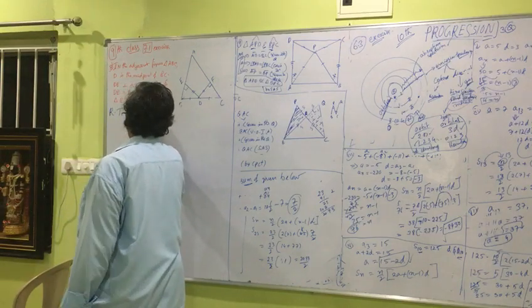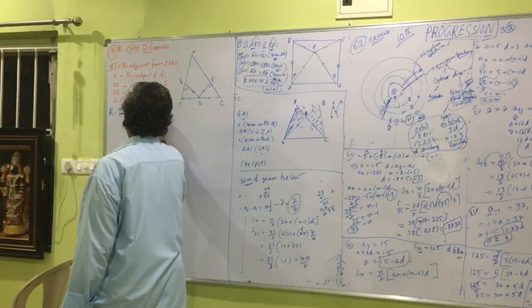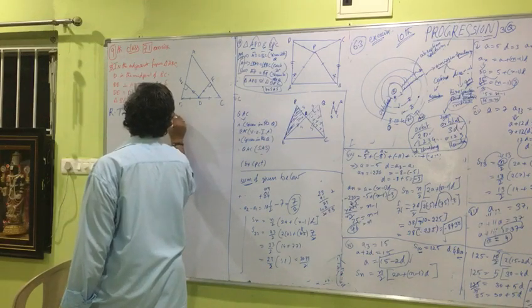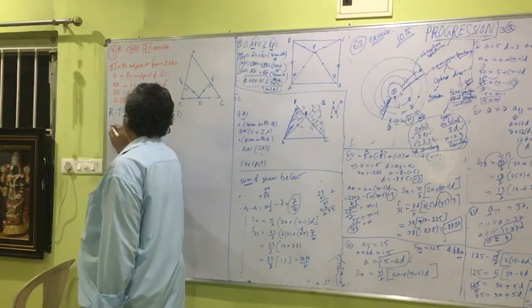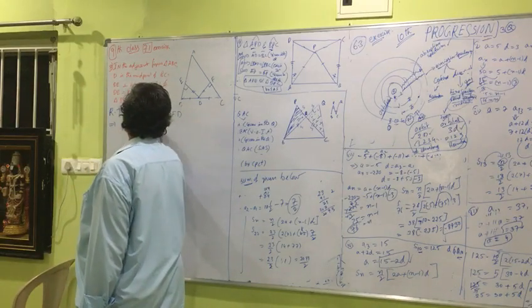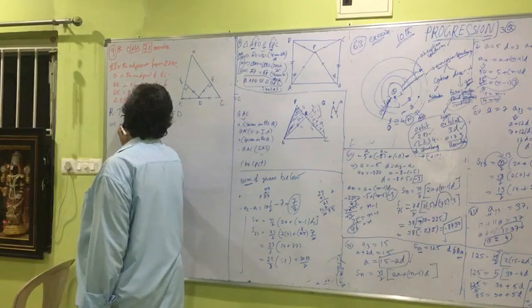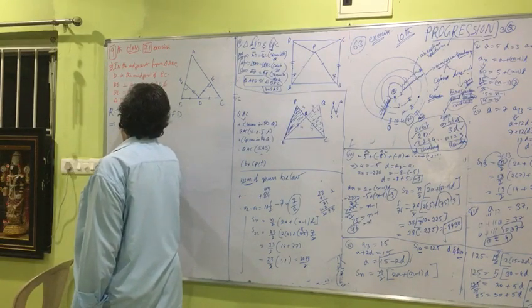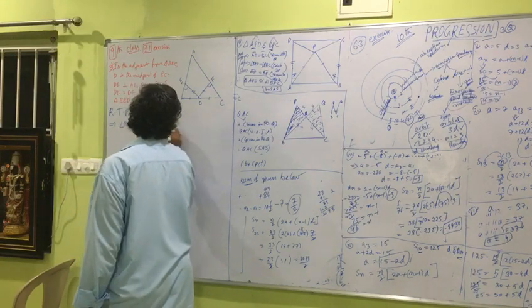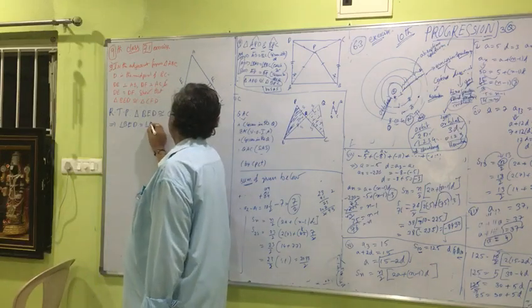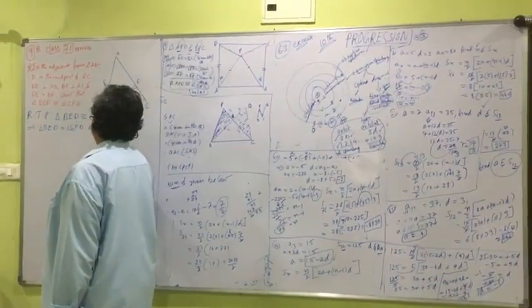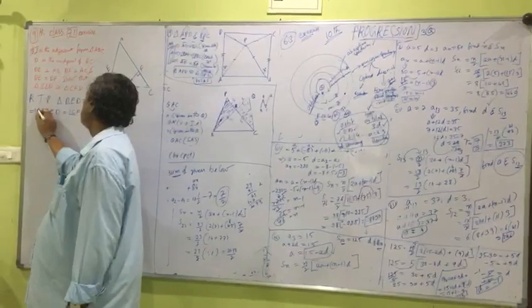Triangle BED is congruent to triangle CFD. Here, the first one is what? Angle. The first angle is what? Angle BED is equal to angle CFD. Angle BED and angle CFD are each 90 degrees. This is R.